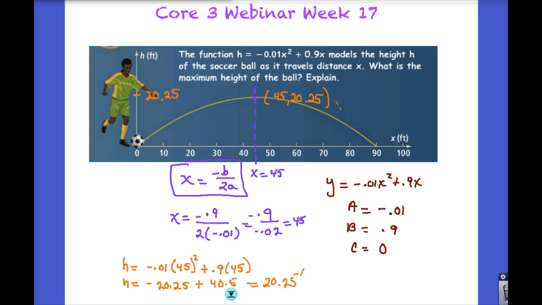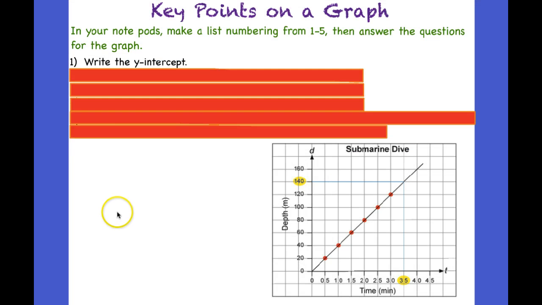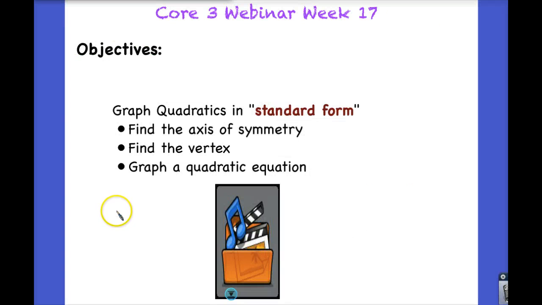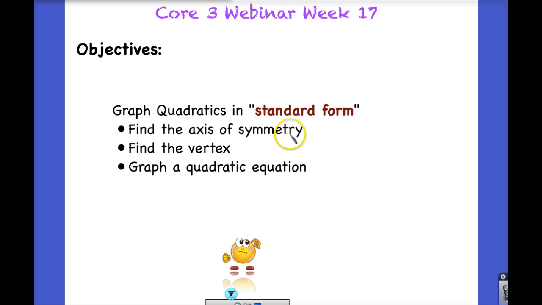We're going to do another one, actually. So this is kind of a new concept for you guys. So this is all what we're going to do today. I'm going to show you. Our objectives today are to find the axis of symmetry like we did, find the vertex in order to graph a quadratic equation. So we're going to try one more of those, maybe two, see how you guys feel.